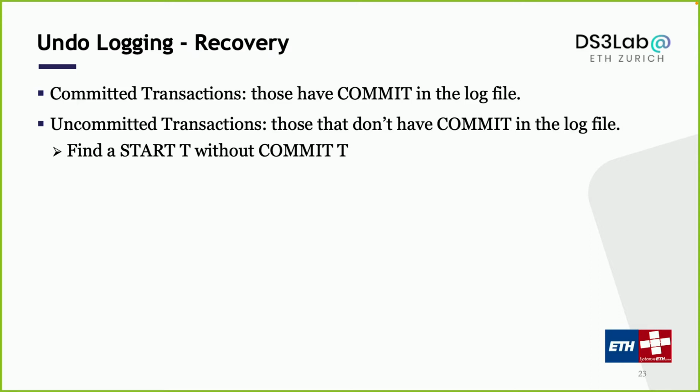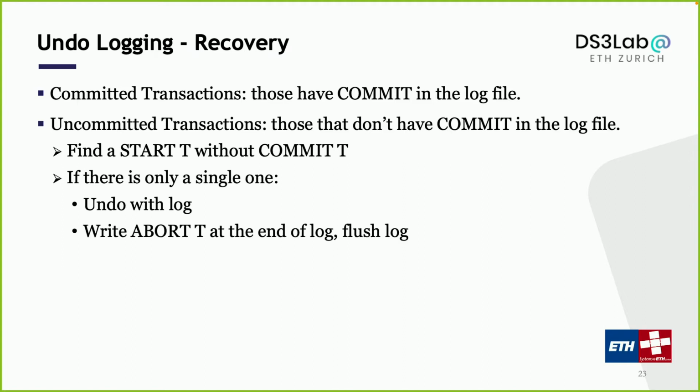Essentially, I look at all of those, and then I try to undo them, because they are the ones that I need to undo. If there's only one of those, you can only find one transaction that looks like this. You undo with the log. So we are going to talk about how to undo with log. And then you write an abort T at the end of the log after you undo all of the changes from T, then you flush the log.